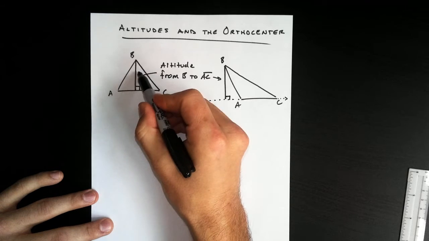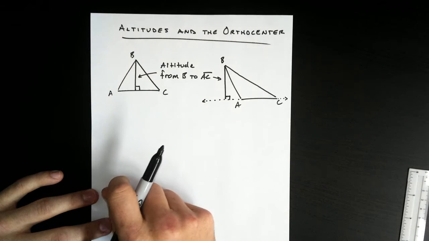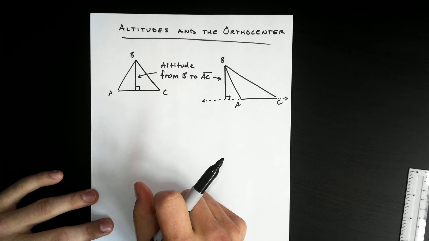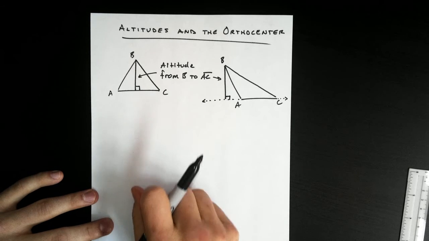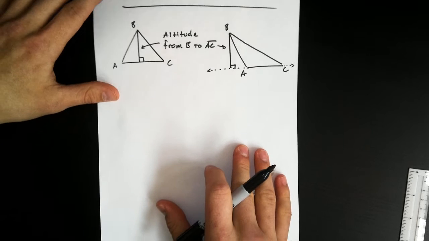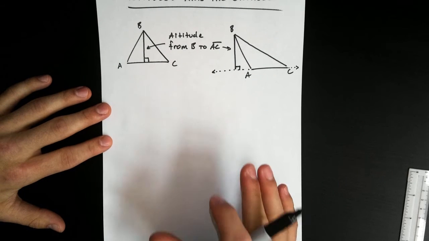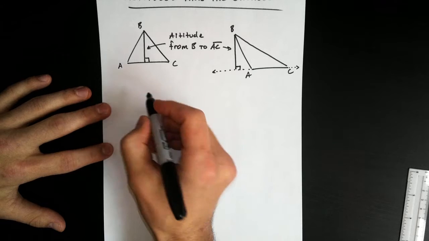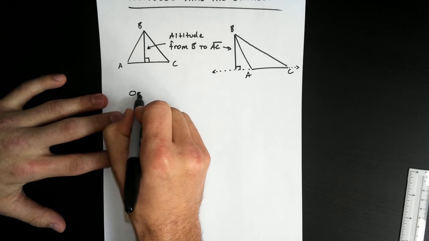I can draw the altitudes from the other vertices as well. So a triangle has 3 vertices, so it has 3 altitudes. The altitudes are concurrent, meaning they all intersect at the same point. They are concurrent at the orthocenter.